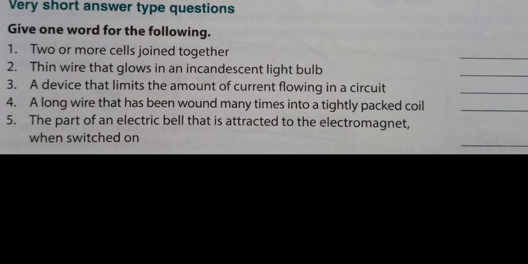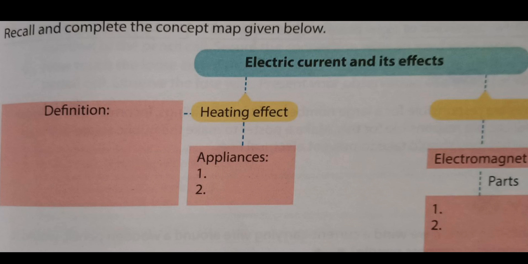Number 3, a device that limits the amount of current flowing in a circuit. The answer is key or switch. Number 4, a long wire that has been wound many times into a tightly packed coil. Answer is solenoid. Number 5, the part of an electric bell that is attracted to the electromagnet when switched on. Answer is iron strip.